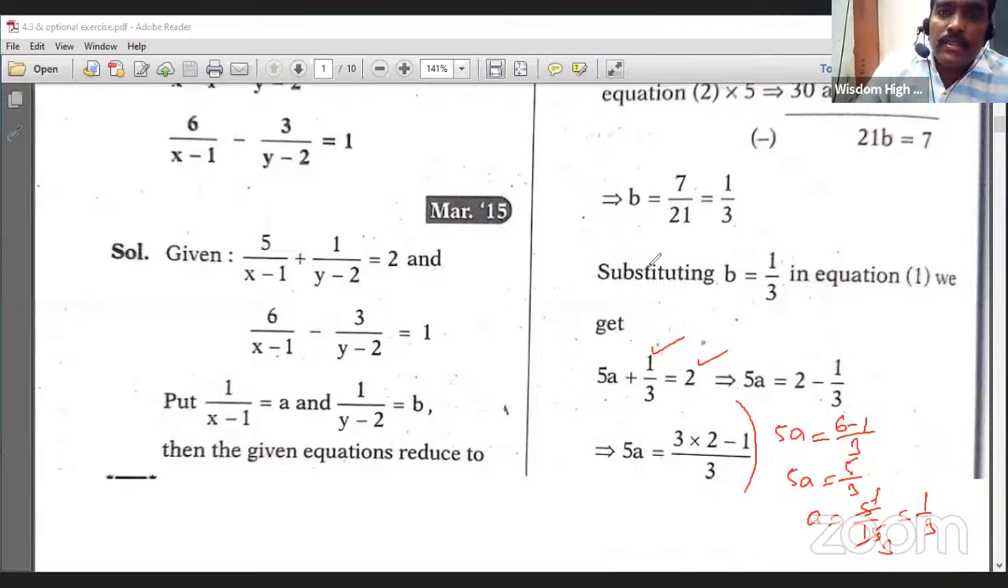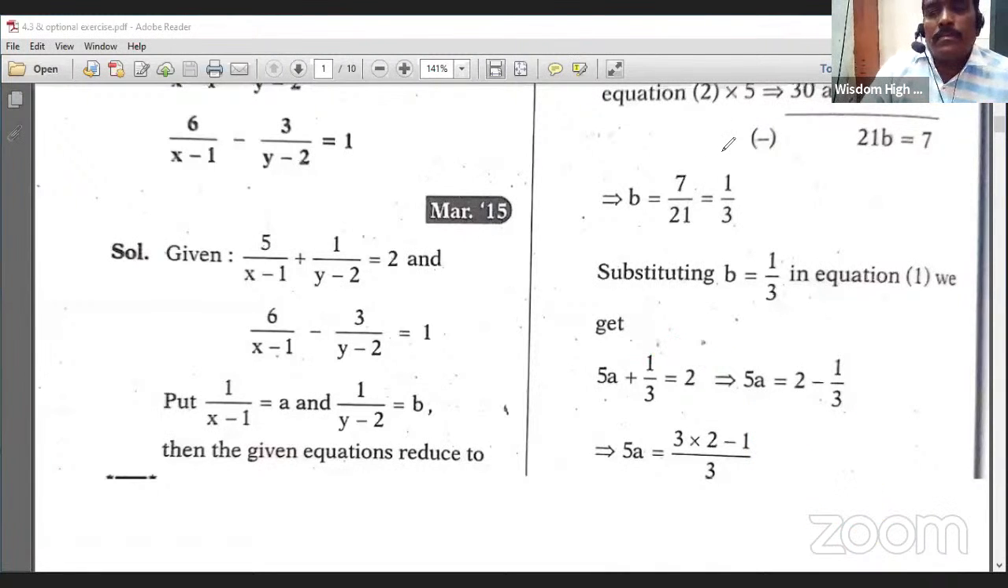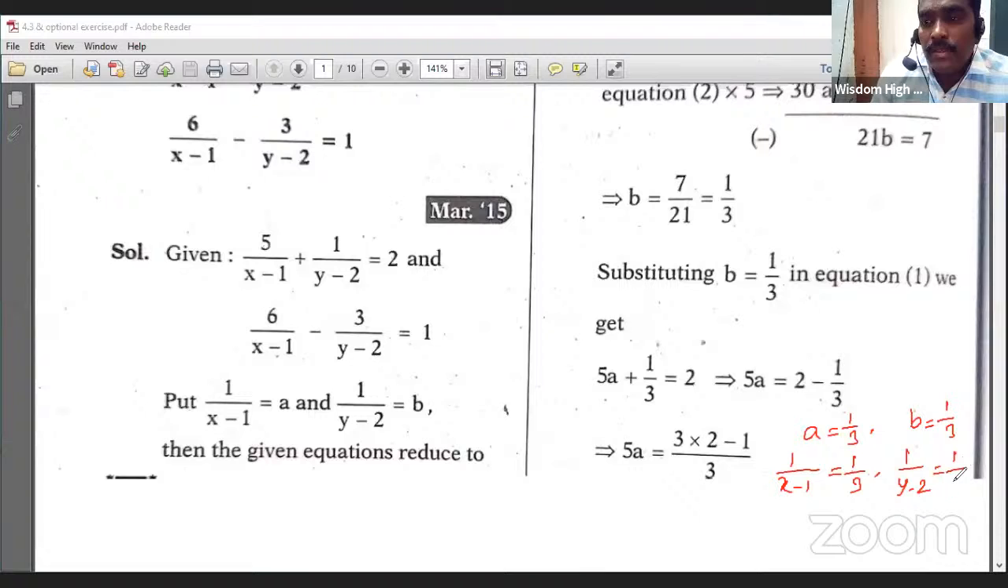Just, students, a is equal to 1 by 3, b is equal to 1 by 3. We got it. Then actually we required not a and b. Okay. Then a, we got 1 by 3. b, we got 1 by 3. Here already a is equal to something we took. a is equal to what? 1 by x minus 1. Now we are writing a is equal to 1 by x minus 1 is equal to 1 by 3. b is equal to 1 by y minus 2 is equal to 1 by 3.